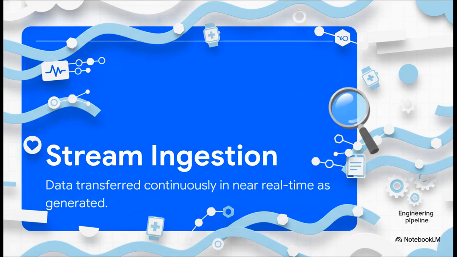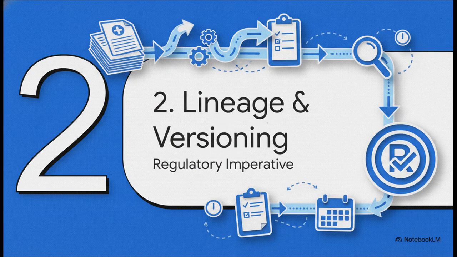Contrast that with stream ingestion. In this setup, data is transferred continuously, right in near real time as it's generated. This is becoming absolutely vital for handling the modern flood of data we see from rapid psychopharmacovigilance or high-frequency wearable sensors. Moving on to Section 2, data lineage and versioning.